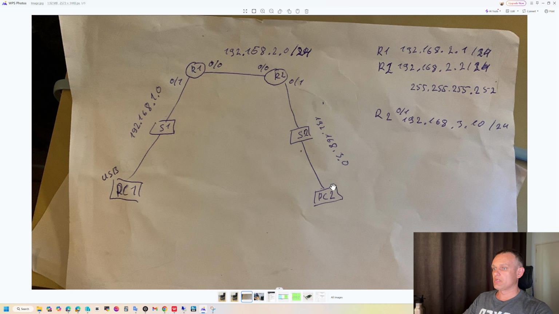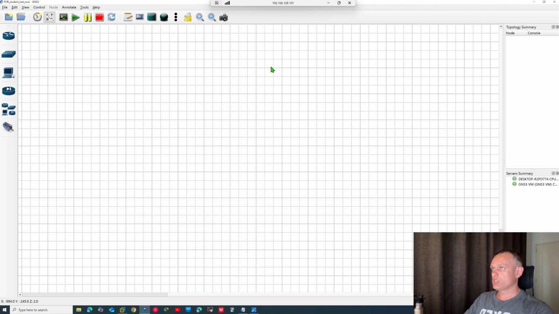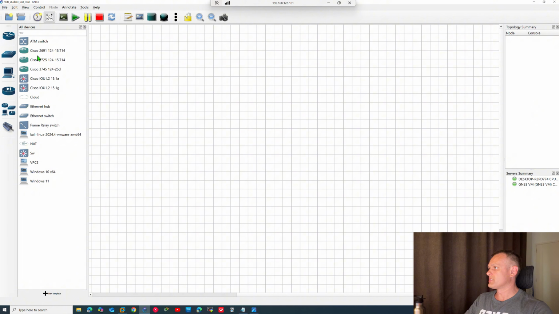Okay, go ahead, and I'm going to do this on my lab PC over an RDP connection, and here we can find GNS3. I'm going to configure this lab here. Okay, let's add all of these devices. I'm going to use this router 2691.